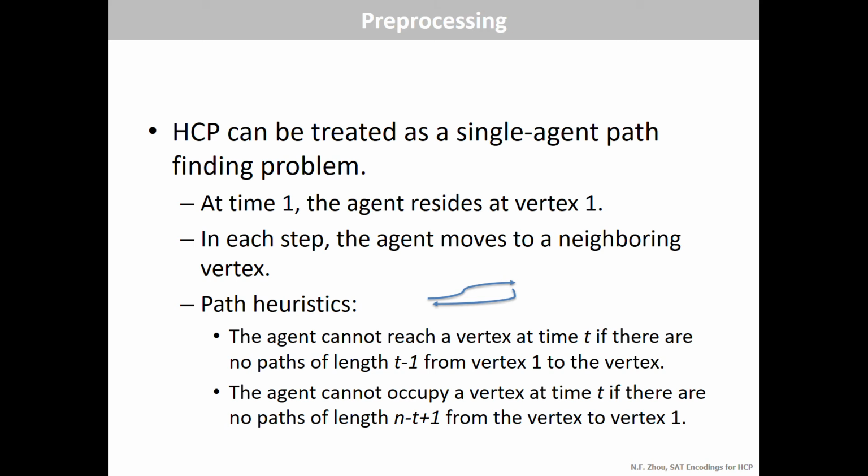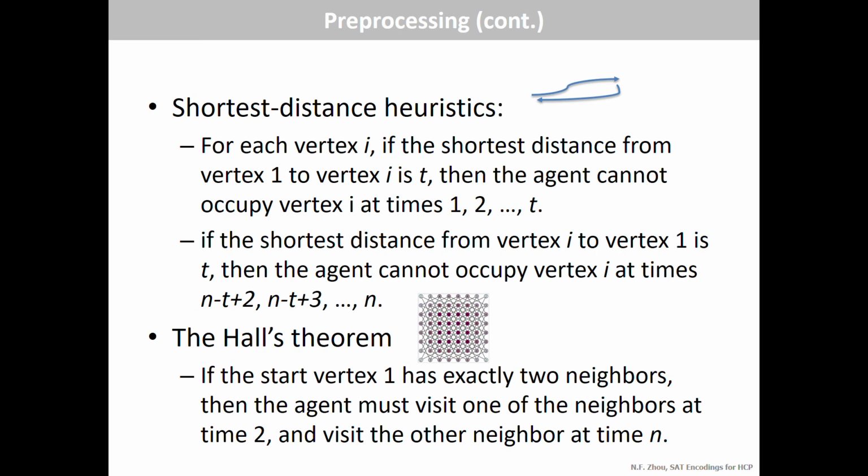For each vertex and each time, if the agent cannot reach that vertex at that time, then we can exclude that position from the position variable. That's the basic idea. Of course, for large graphs, we cannot afford finding paths of a certain length. Then instead of finding all paths of a certain length, we can use the shortest distance heuristic.